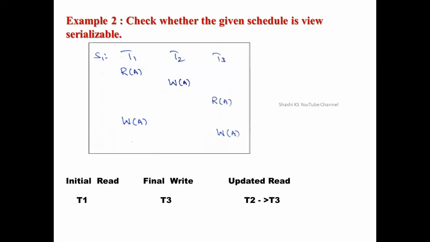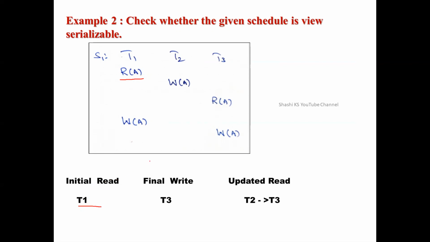So let's first check which transactions are doing the initial read, final write, and what is the sequence of the updated read operations for the given non-serial schedule. This is my given non-serial schedule, and so here first let's check the first initial read operation. There is only one data item here, which is data item A. Who's doing the initial read operation? Initial read operation is performed by transaction T1 here, a read operation on the data item A. Okay, so initial read in the given non-serial schedule is performed by transaction T1.